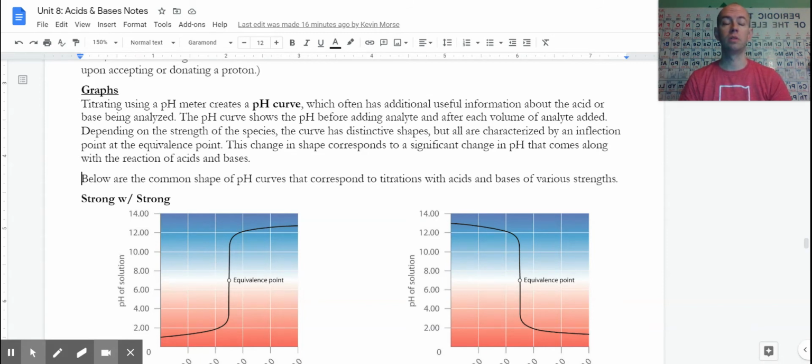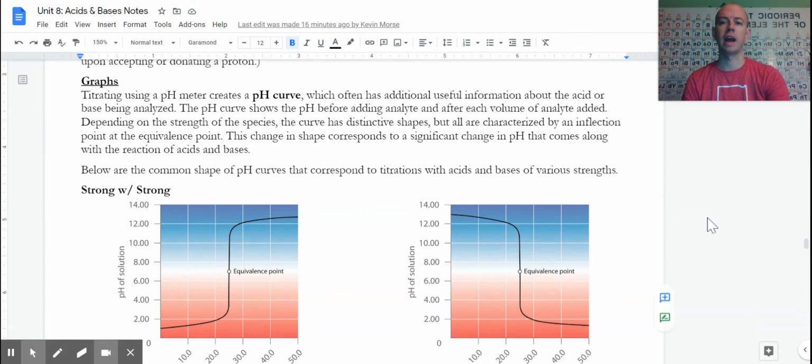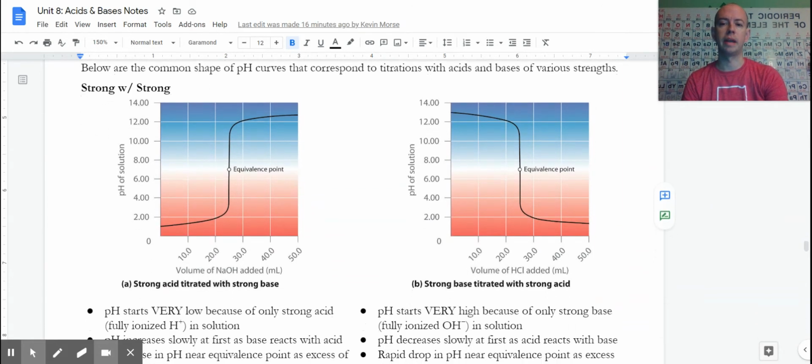And the most important one is the inflection point, or the change in curvature, or the change in concavity, right at the equivalence point. That is where we have a really steep part of our graph where we're changing from being curved one way to the other, or changing from one thing being the limiting reactant to the other. We'll start by looking at graphs of strong acids and strong bases.